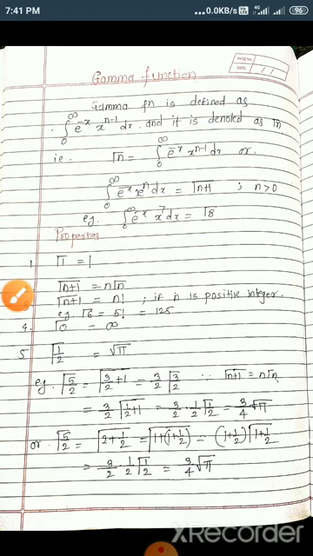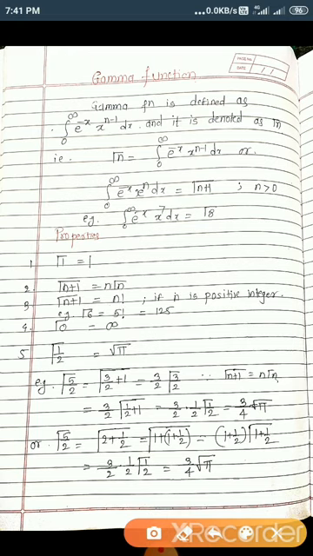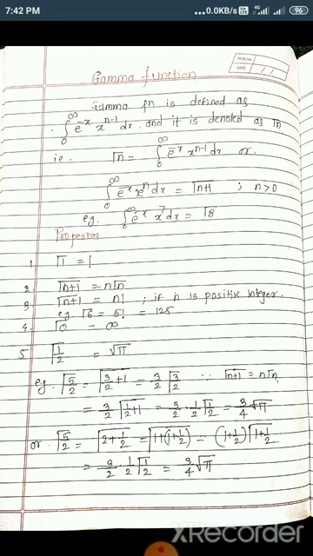And in general, the integral from 0 to infinity of e raised to minus x, x raised to n dx is equal to gamma n plus 1. Look at here, that is the formula. So for example, the integral from 0 to infinity of e raised to minus x, x raised to 7 dx is equal to gamma 8 using our formula.